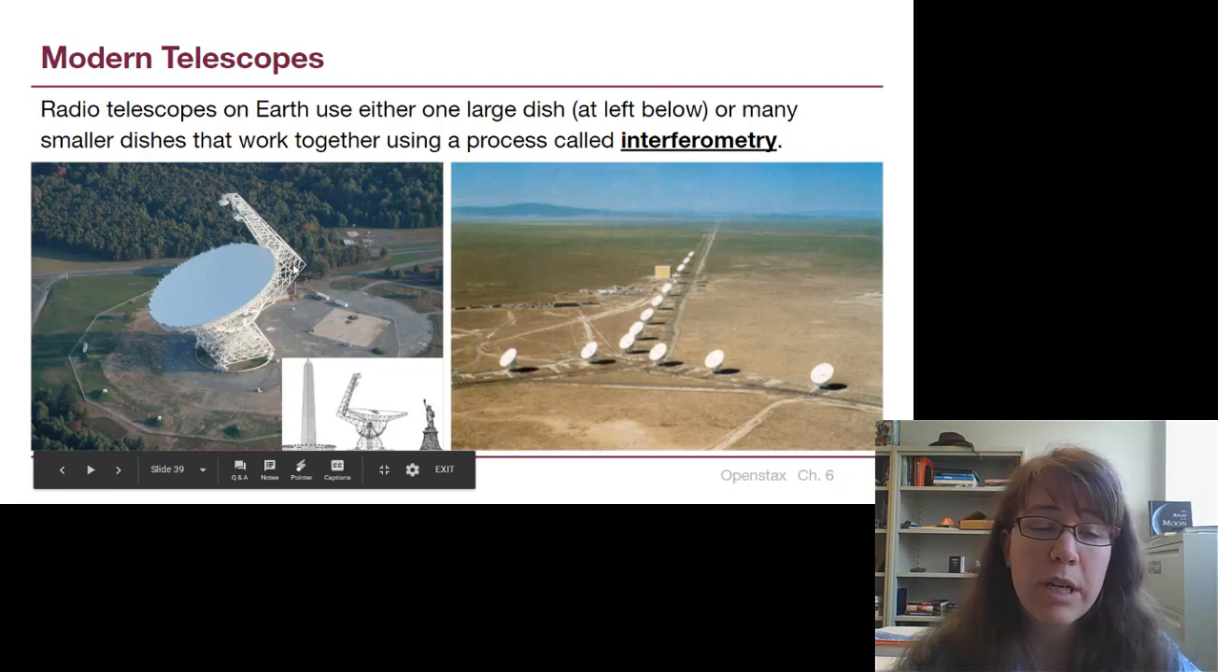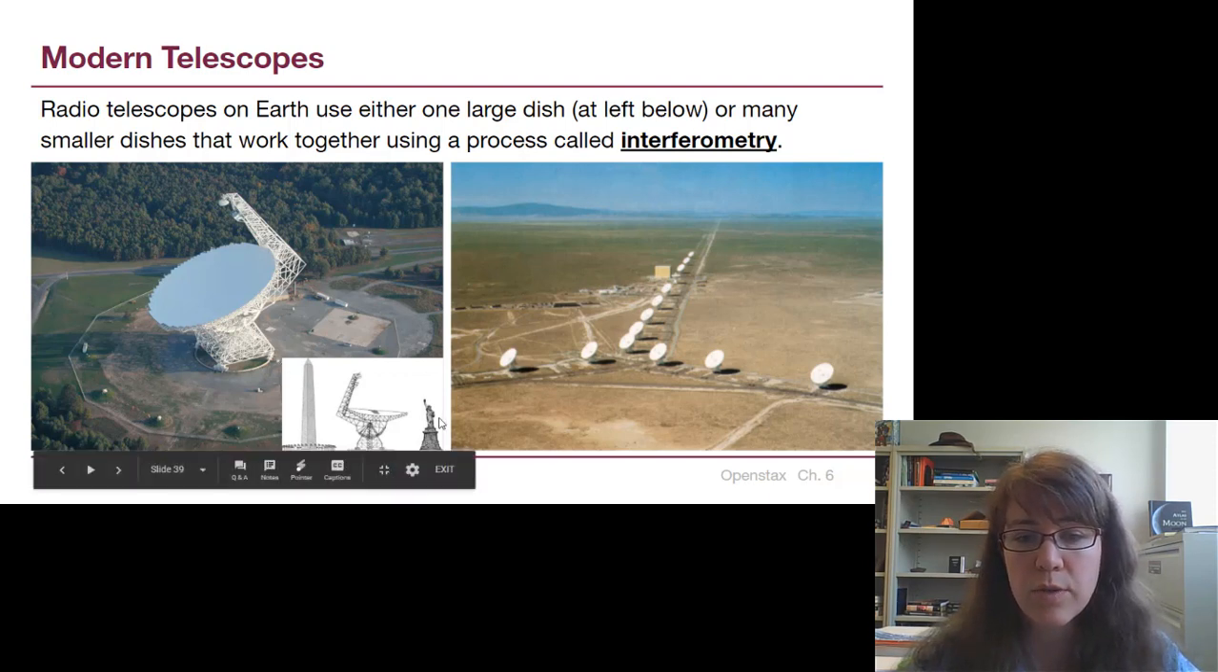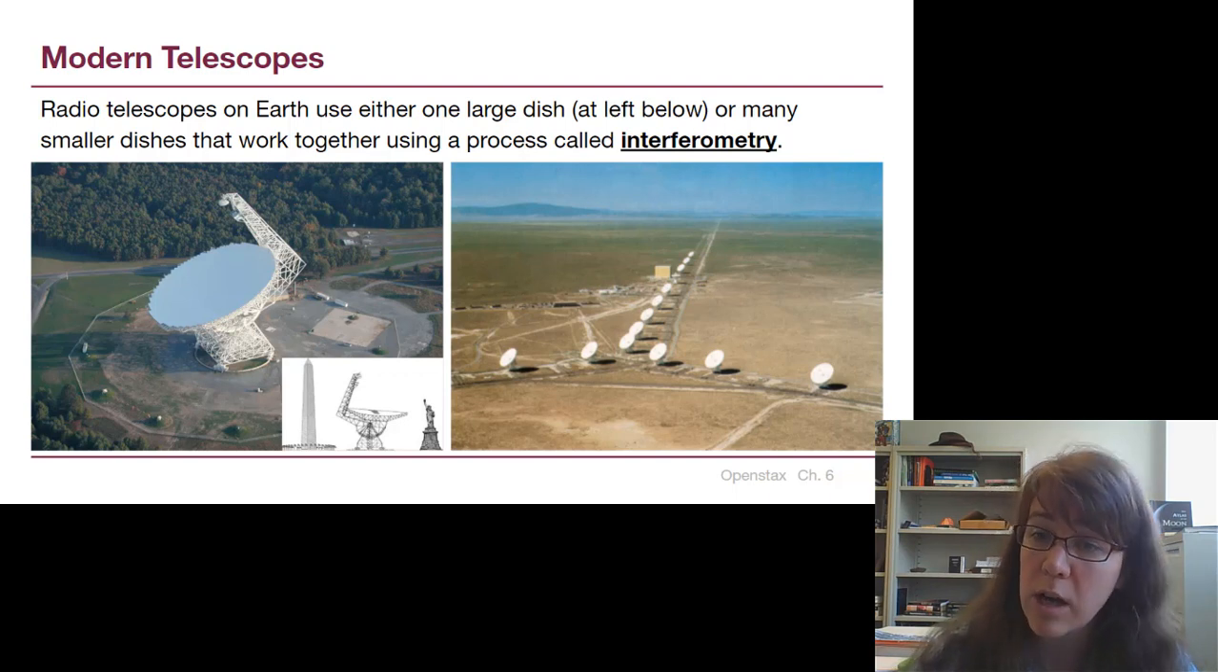On the left, we have Green Bank Telescope, one of the larger dishes that we have here in the U.S., and we compare it to the Washington Monument and the Statue of Liberty, and we see that it's pretty big. On the right here, we have what's called the Very Large Array, and it's not even the largest array that we have at this point, but it was one of the first and really well-known ones to do that. If you've ever seen the movie Contact, that's one of the places where the movie was filmed.